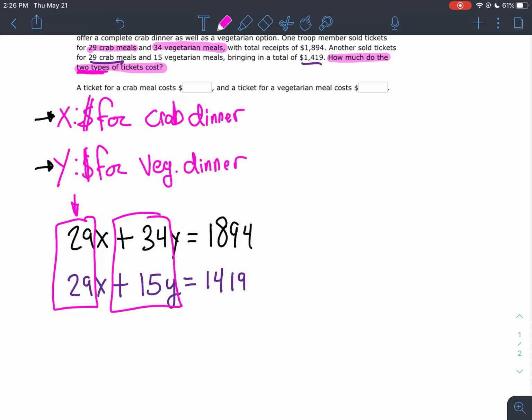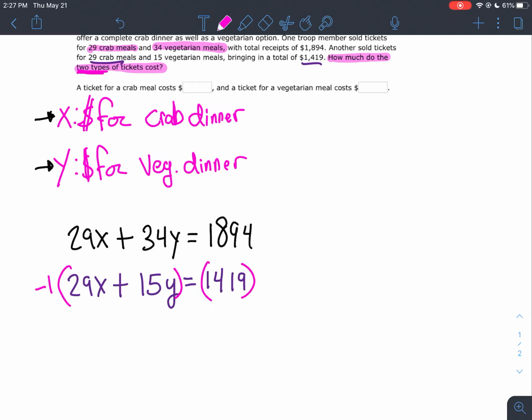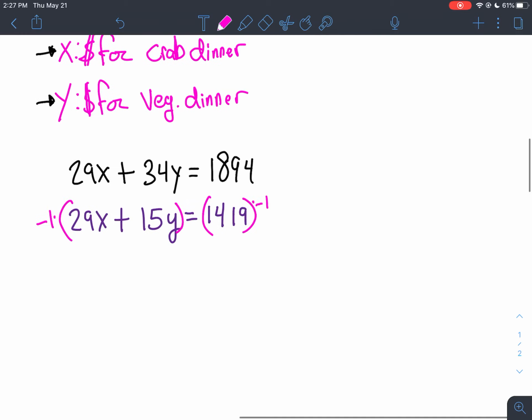Well, if you said your X's, you are right, because all you have to do is set them up so that they're opposite. 34 and 15 don't go so nicely together. 29 and 29, on the other hand, do. So we'll multiply everything in the bottom one by -1. Now that's going to set it up so there are opposite coefficients. We did not touch the top one, so let's just copy it down.